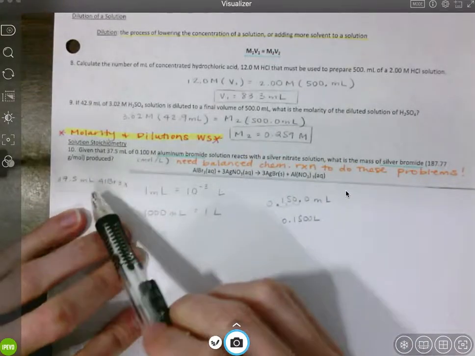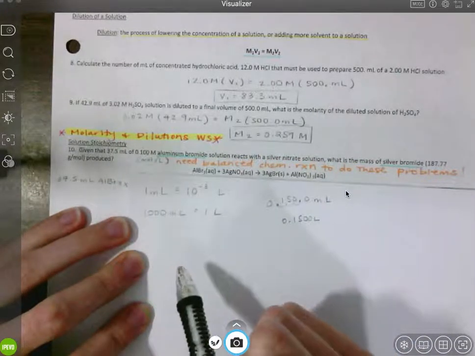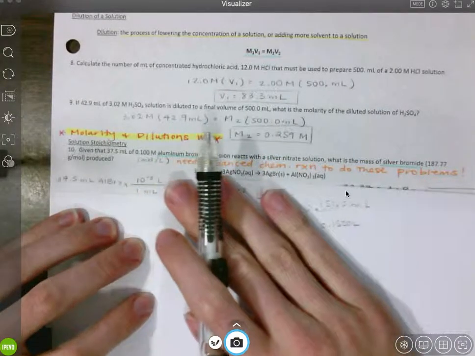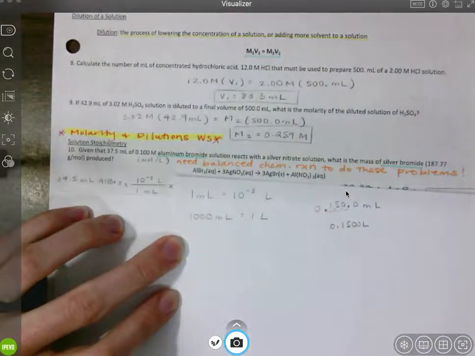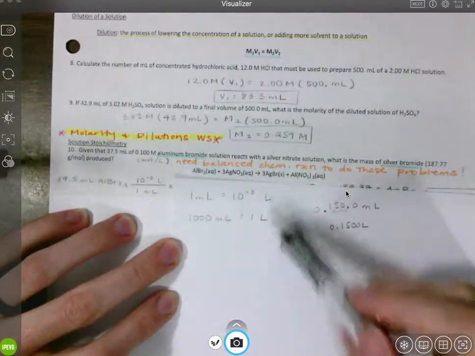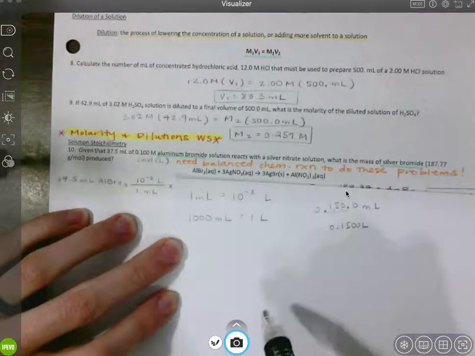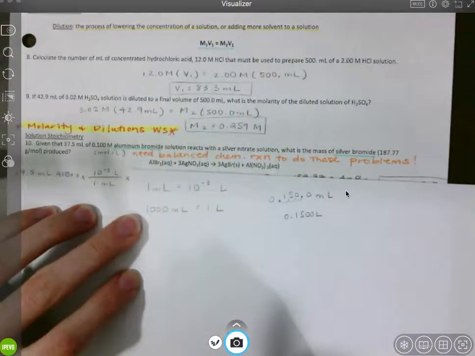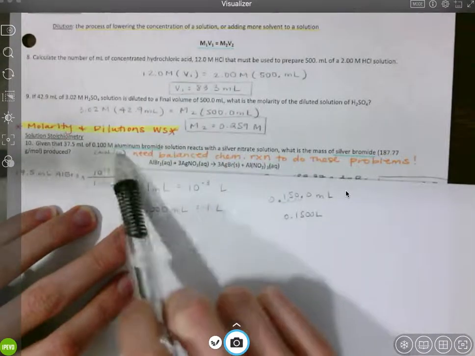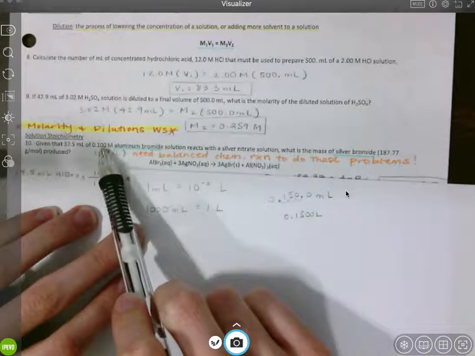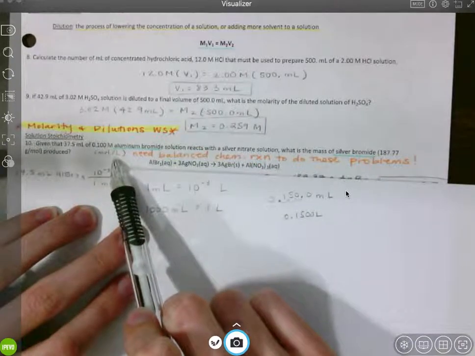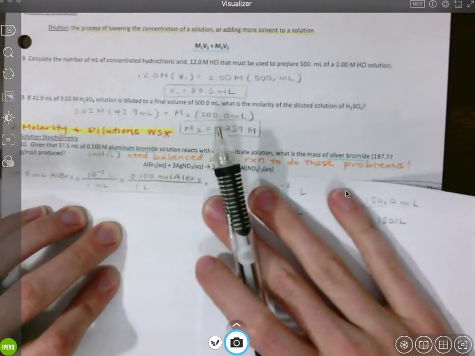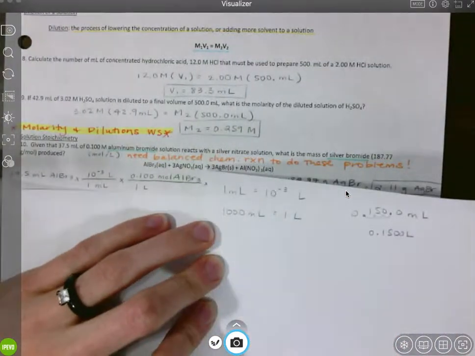So milliliters, we need to convert to liters, so we're going to use these conversions that we have here. Milliliters goes on the bottom, and liters goes up top. Again, you can use either of these, totally fine. Once we're in liters, we're going to convert to moles, and we can do that because we're given the molarity of our aluminum bromide. Again, molarity is moles over liters. So that's 0.10 moles in 1 liter of aluminum bromide solution.